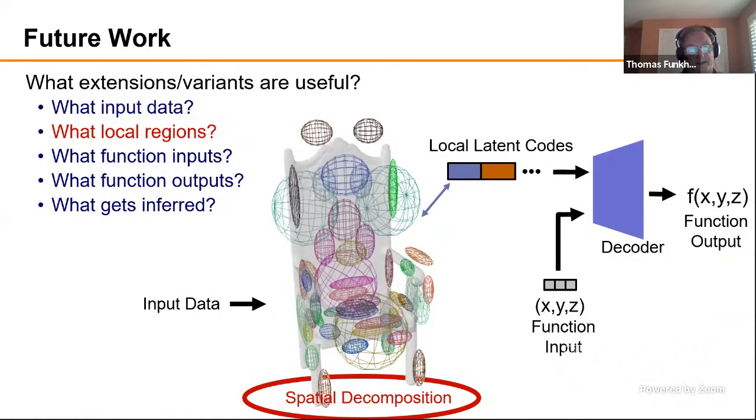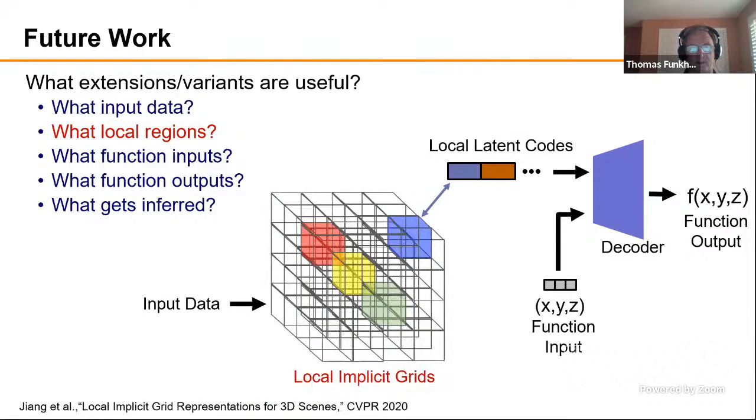Other questions we can ask aren't just about what input data, but also what local regions we should use. What I described so far is performing a consistent decomposition into local spatial regions, and that works quite well for classes of objects. But maybe for scenes or other things, there isn't an obvious way to learn consistent spatial decompositions. So what other local regions could use similar approaches?